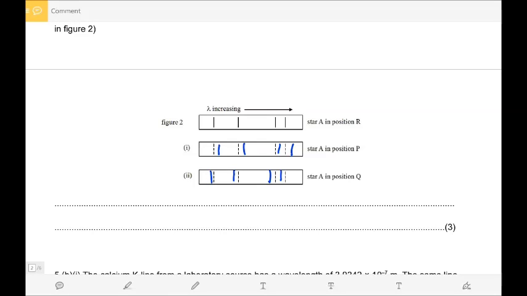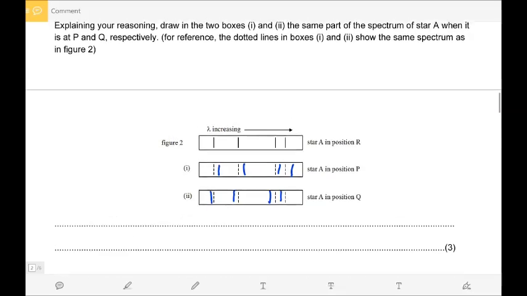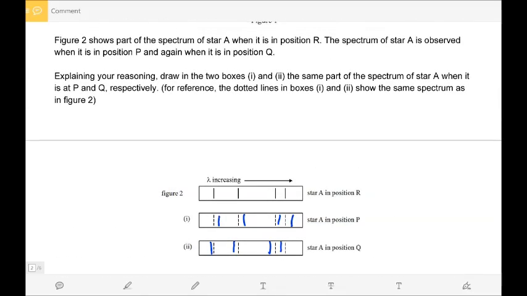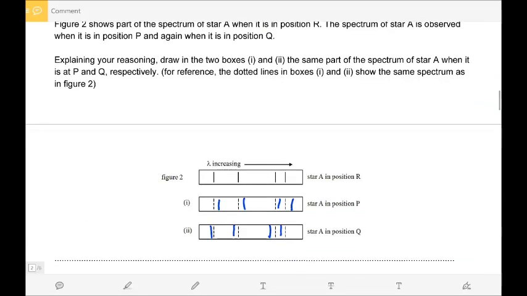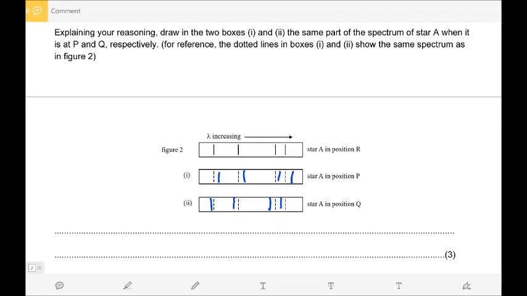An explanation. Well, why does this happen? Well, the reason is because at different parts of the orbit, the waves are going to be squashed or stretched. At Q, it's coming towards us, so the wavelengths will decrease. At P, it's moving away from us, and so the wavelengths will increase. And so you get the stretching or the squashing of the spectrum from the star.